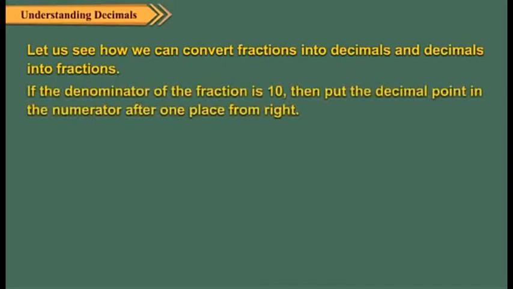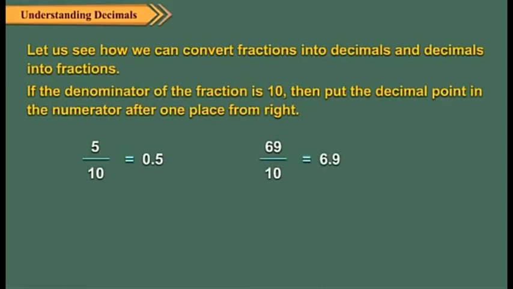If the denominator of the fraction is 10, then put the decimal point in the numerator after one place from the right. In 5 by 10, the denominator is 10. So, we put the decimal point just after 5 towards the left. We get 0.5. In 69 by 10, the denominator is 10. So, after the point we need one digit. Thus, we put the decimal point just after 9 towards the left.